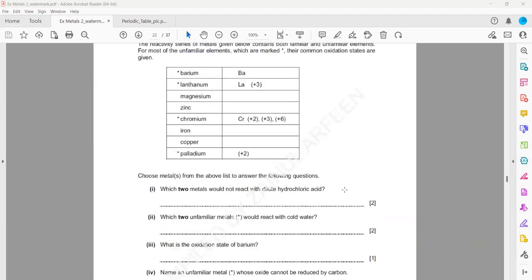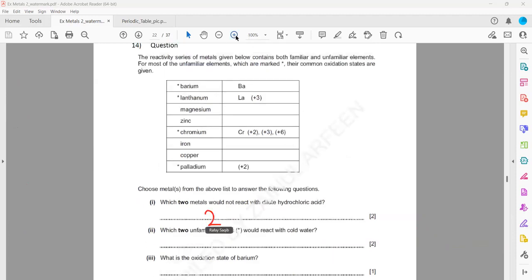what the oxidation state of barium is. You have to use the periodic table for that. Barium is a group 2 element, so +2, or 2 plus. Yeah, +2, or you can also say 2 plus.